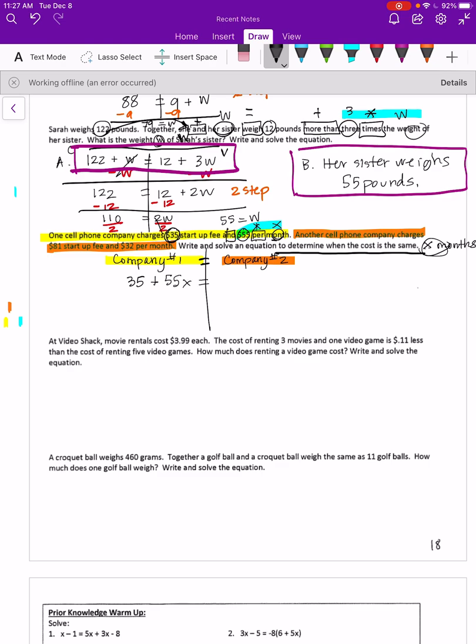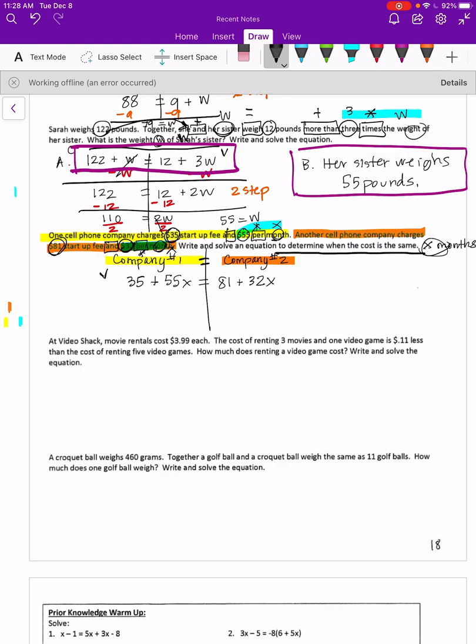Equals. Now let's look at company number 2. Another cell phone company charges $81 startup fee and $32 per, which means multiply, month, which is our X. So 81 to start up and 32, and again, like I said, you've got to combine those, 32 per month, so that's going to be 32X, because I'm a big kid now. All right, so do I have variables on both sides? I do. Yay, me.